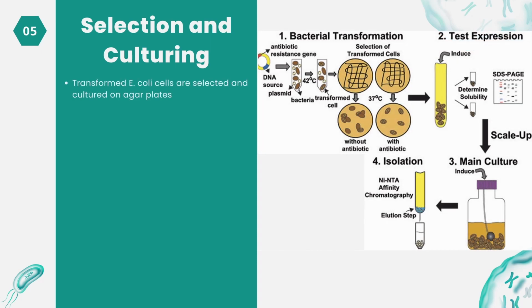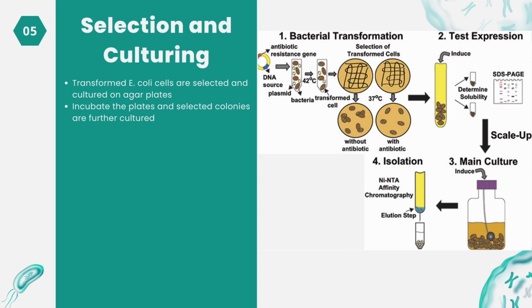The transformed E. coli cells that have taken up the Cry1Ac genes are then selected and cultured on agar plates containing the antibiotics corresponding to the resistance genes on the vector. Then, the plates are incubated overnight at the appropriate temperature, which is a suitable environment for cells to grow into colonies. That temperature is usually around 37 degrees Celsius.